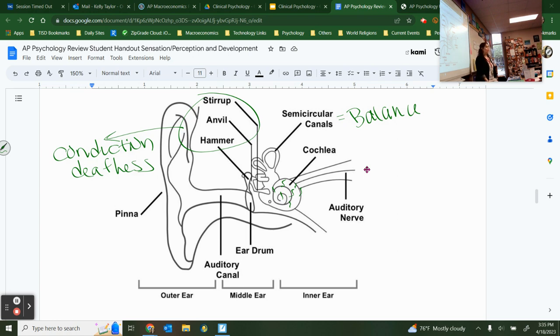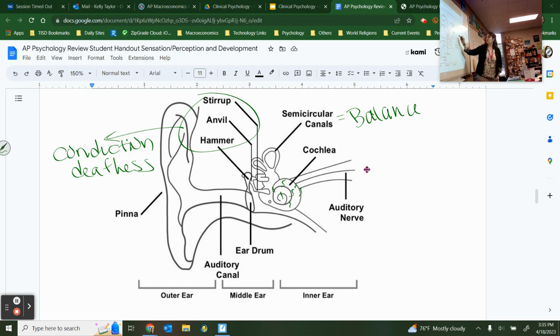Does anyone know why we get dizzy? Why if you spin in circles, you get dizzy? The fluid in your ears spins when you're spinning. When you stop spinning, but you still feel like you are spinning, it's because the fluid in your ears is still spinning. Once it comes to rest, you won't be dizzy anymore.